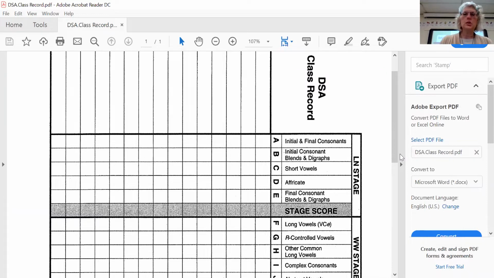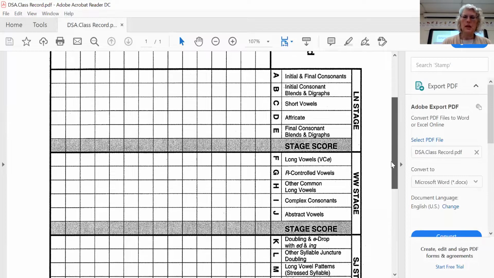In the schools where they use the DSA, which in this area, some schools use the DSA, and in some schools they use Words Their Way. Some schools will only use the PAL spelling assessment, but there are a number of schools that use the DSA. And so with the DSA, this is where you would put each of your students, and you would put their scores for each of the features, and then their stage score, which we're going to talk about in a moment.